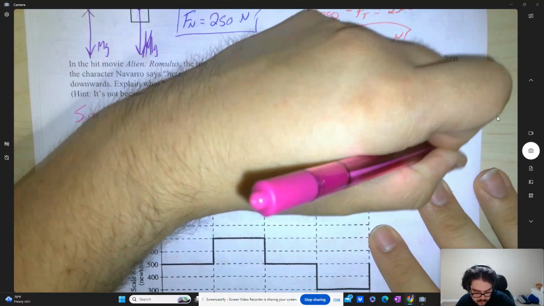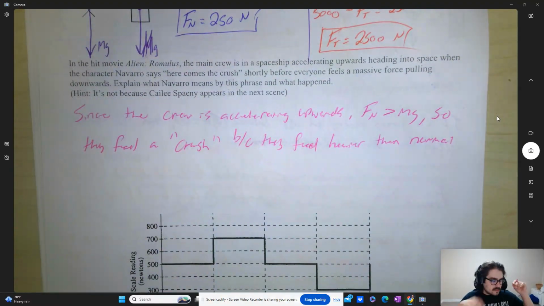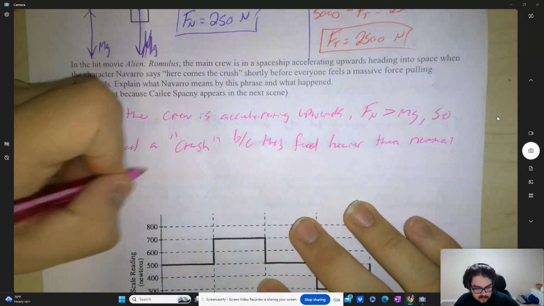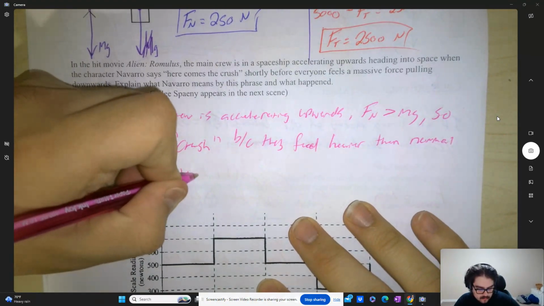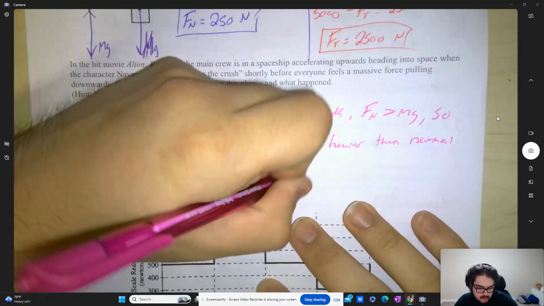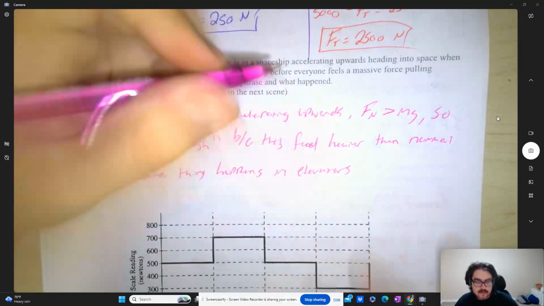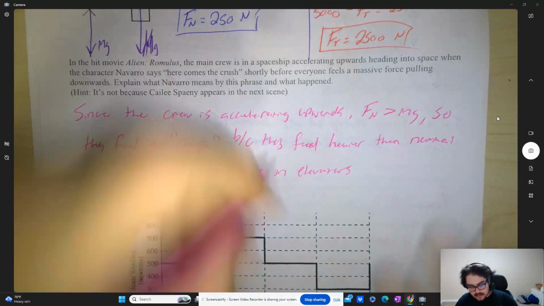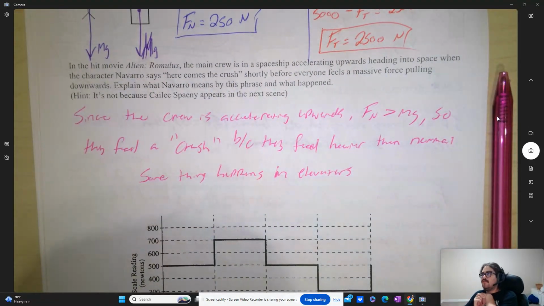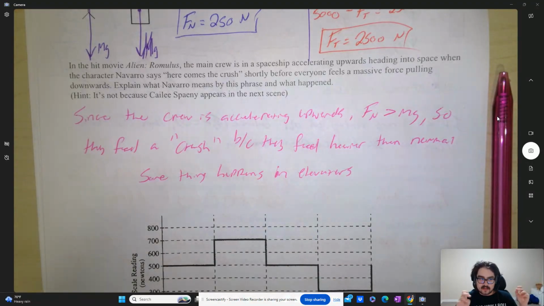Now, this should make sense to you, at least conceptually, because the same thing happens in elevators, okay? When you're in an elevator, you should notice that if you start on the ground floor and then the elevator moves up, you feel the jolt, right? You feel that lurch.